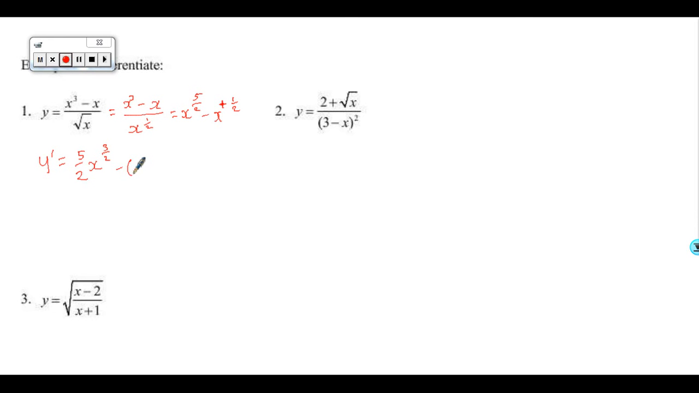5 halves. So sorry, I've got confused here. So let's take the derivative of this. This is going to be a half x to the power of minus a half.